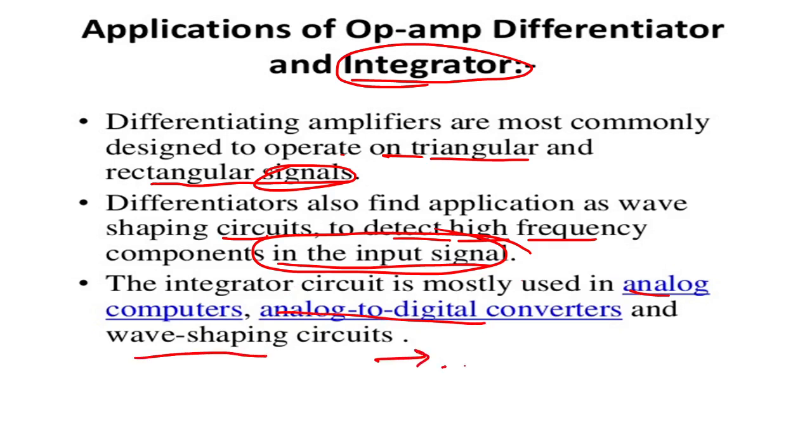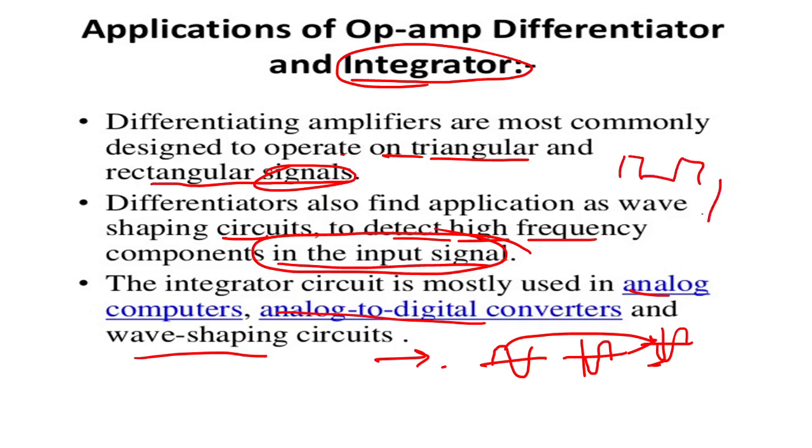So what are wave shaping circuits? If you take a sine wave as input, we get the minus of cos wave as output, like this. If you want a cos wave from a sine wave, we can use the integrator circuit. And if you apply a square wave, it will give a triangular output, that is the ramp and all that.